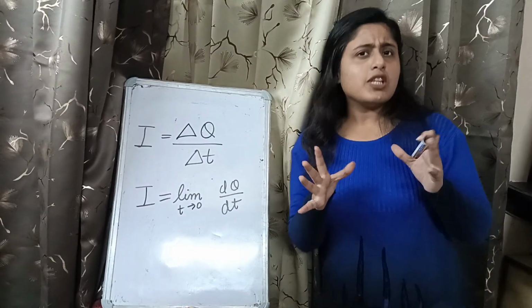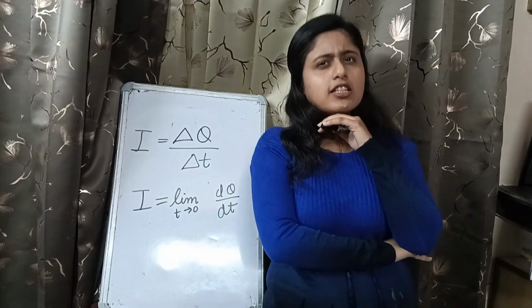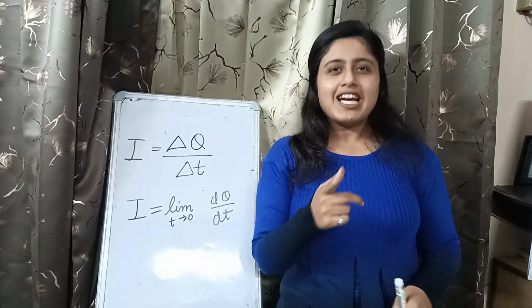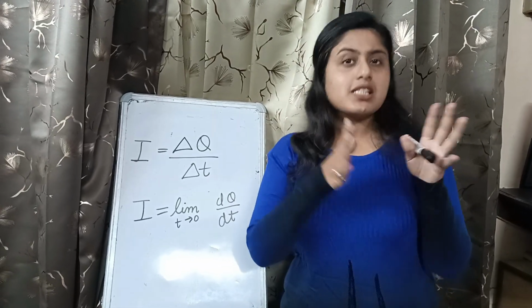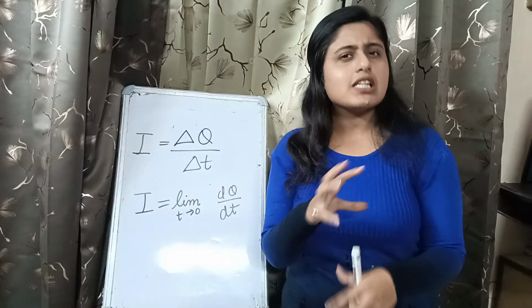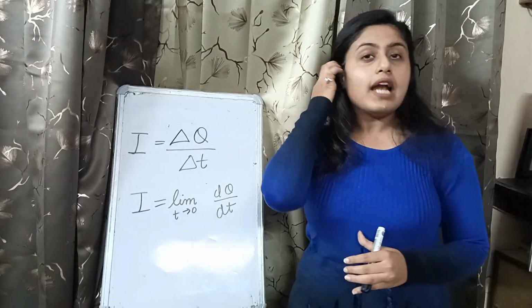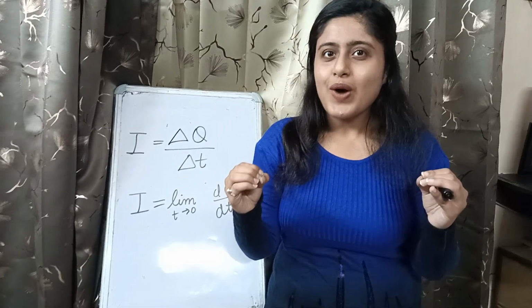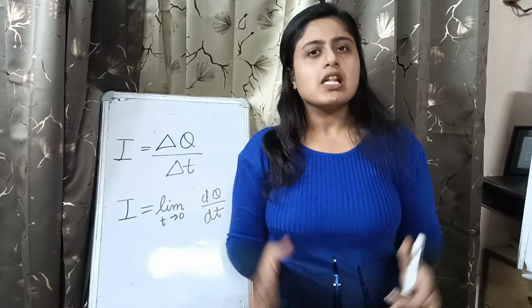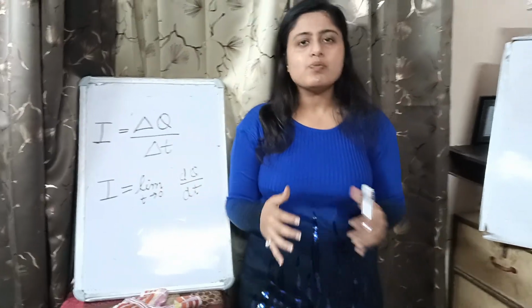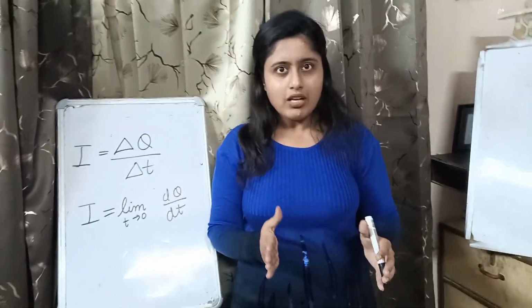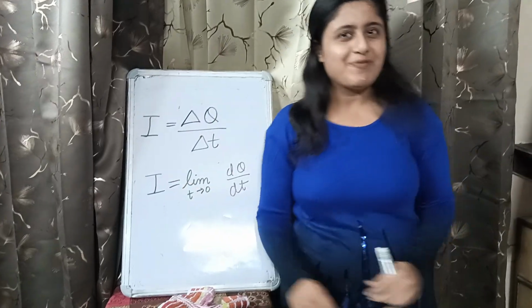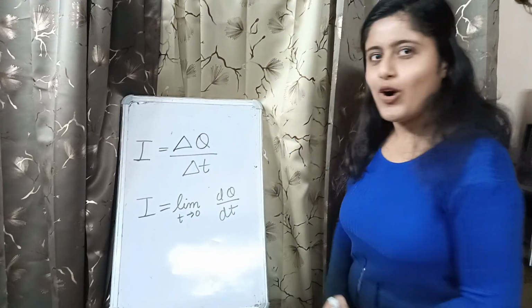The next question is whether current is a vector quantity or a scalar quantity. The answer is that it is a scalar, but sometimes it behaves like a vector, and that is why we take current as a tensor quantity. But in actual practice, at this level, you should take the definition of current as a scalar quantity. Alright students, let's move forward.